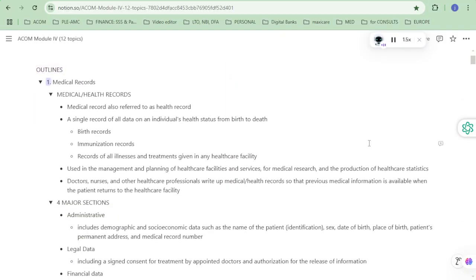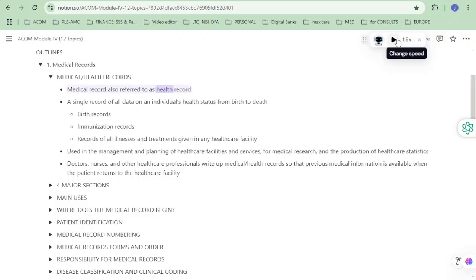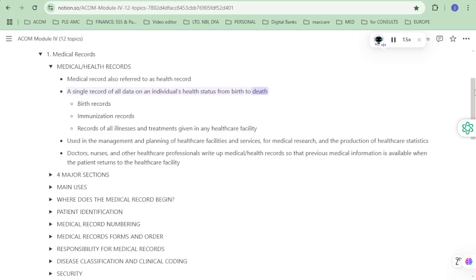Outlines. 1. Medical records. Medical/health records. Medical record, also referred to as record. A single record of all data on an individual's health status from birth to death. Birth records. Immunization records. Records of all illnesses and treatments given in any healthcare facility. Used in the management and planning of healthcare facilities and services, for medical research, and the production of healthcare statistics.